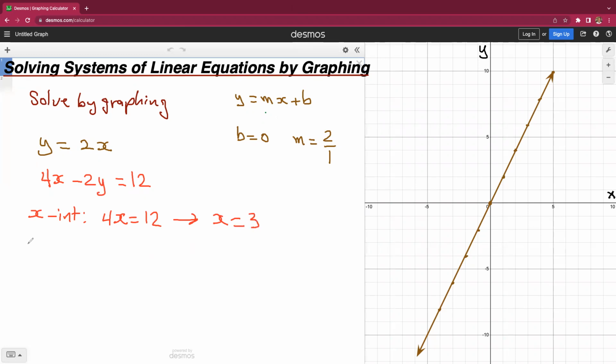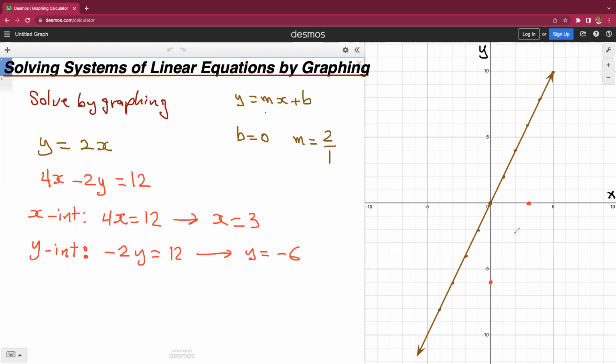Now, how about the y-intercept? The y-intercept, of course, you make the x 0. So if you make the x 0, all of this disappears and you're left with -2y equals 12. Make sure you carry the negative because the negative is part of this. And therefore, you divide both sides by -2 and you get y equals -6. Now let's plot my x-intercept, which is 3, and my y-intercept, which is -6.